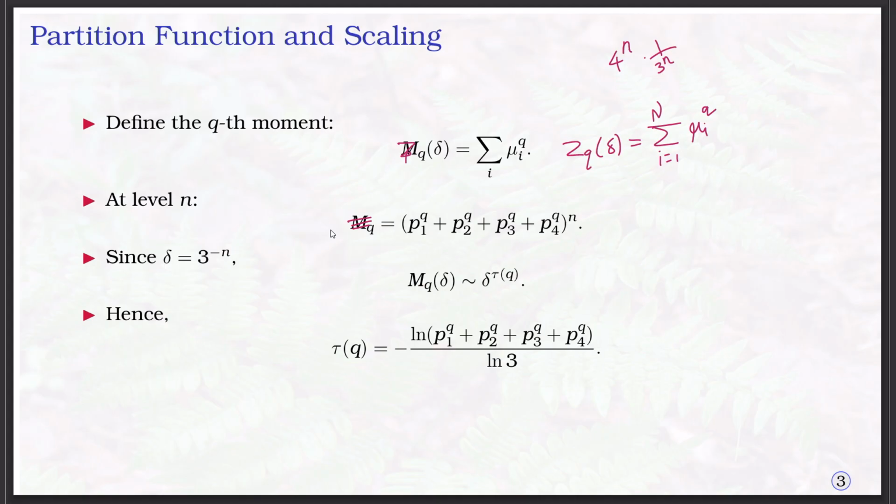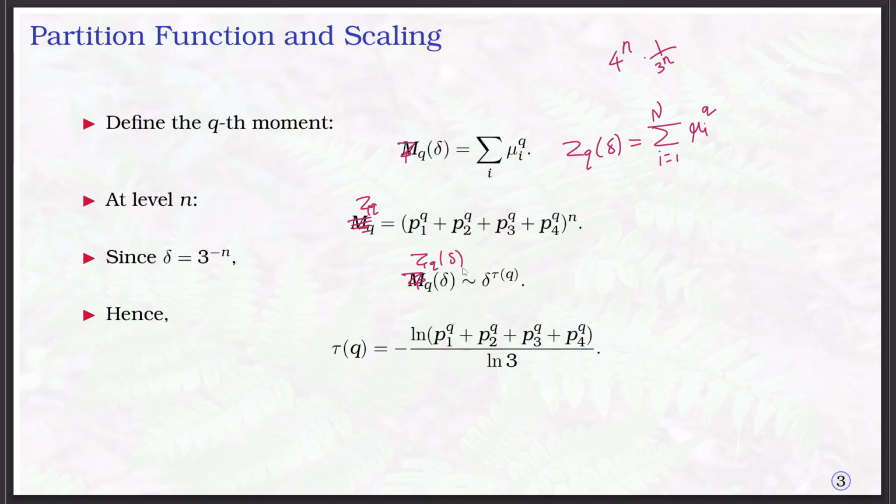Now, this is not M q, this is Z q. At level n, the binomial expansion gives (P1 power q plus P2 power q plus P3 power q plus P4 power q) power n. For q equal to 1, the sum of all the probabilities equals 1. I am writing Z q here, but usually we use M for the multifractal measure.